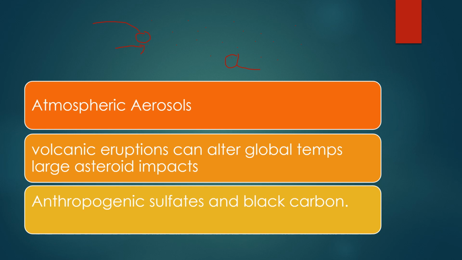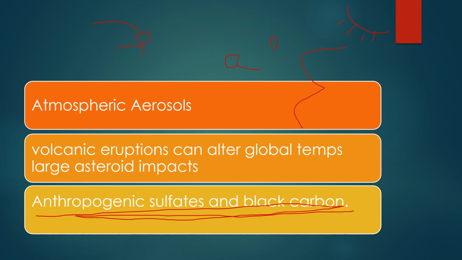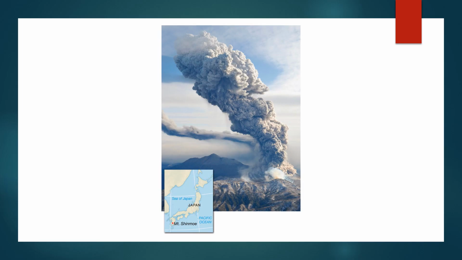Anthropogenic sulfates, black carbon, right? All these things are also man-made and they will alter climate. How? Well, the sun comes in, warms the planet, and wants to come back out, but those little aerosols trap it. Or, on the other hand, they re-radiate that sunlight, not letting it come in. So it could add to the warming and it could also add to cooling, okay? Here's a picture of a volcano.